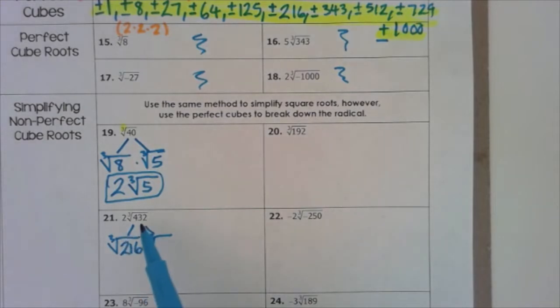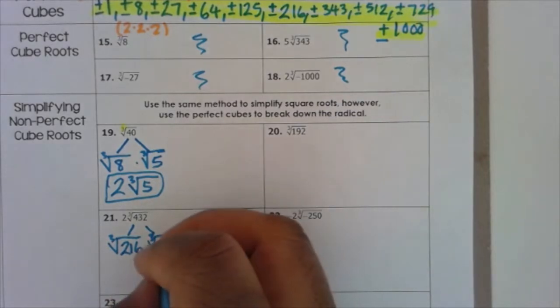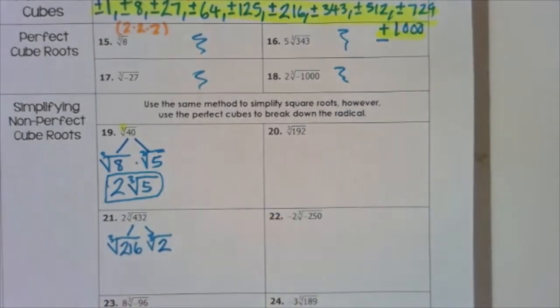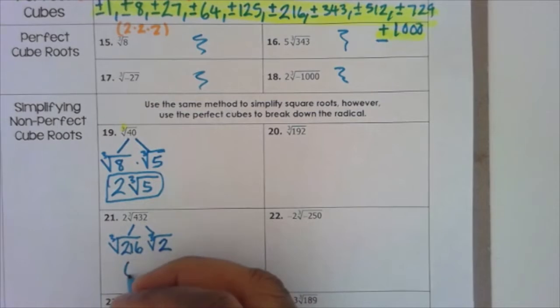So if I have 432 divided by 216, I'm going to end up with 2. Now, when I take the cube root of 216, I'm going to get an answer of 6.